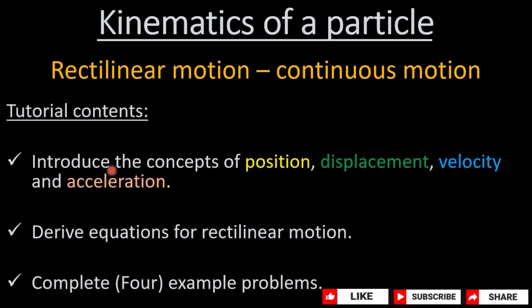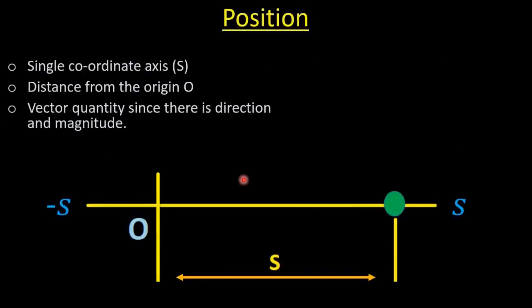First thing we're going to look at is rectilinear motion with continuous motion. Rectilinear motion is just motion in one direction, so motion along a straight line. In this tutorial, we're going to introduce the concepts of position, displacement, velocity and acceleration. We'll derive the equations for rectilinear motion and we'll complete 4 example problems for you to have a look at. So let's continue on. First we're going to talk about position.